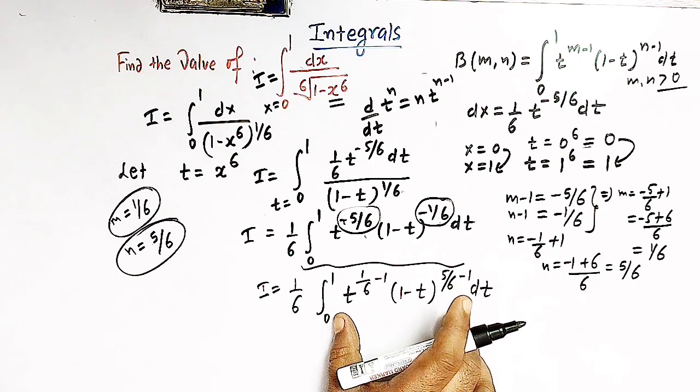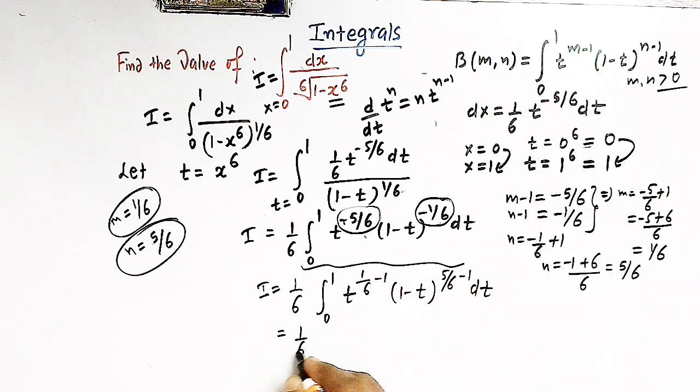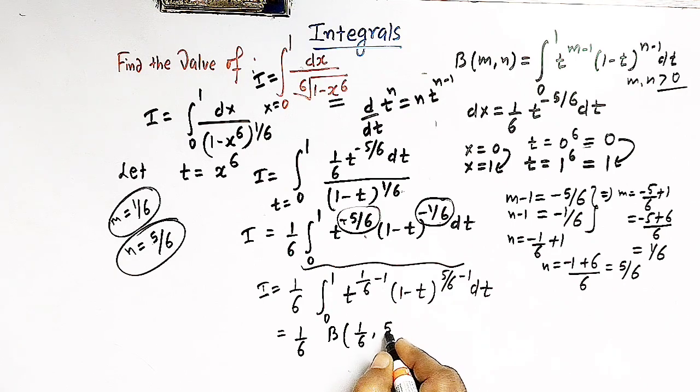So now this integral is exactly similar to this one. So we can now replace this integral by the beta function. So we have beta m comma n, where m is 1 over 6 and n is 5 over 6.